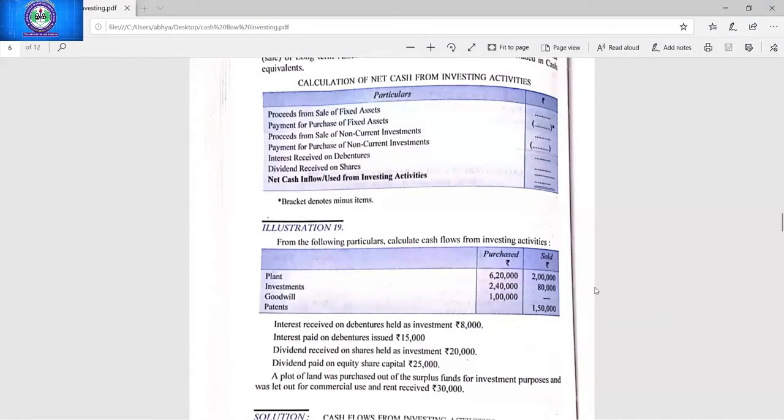Plant, investment, goodwill, patents, interest received, you can see that it is given in additional information, but here you have to do only investing activity. Here you will not do operating, here you have to do only investing, and in investing you only have to treat these 4-5 items.